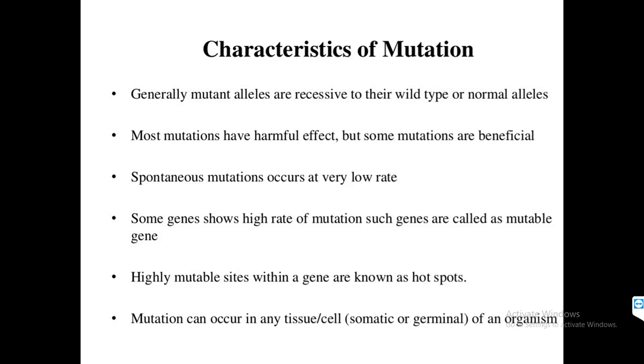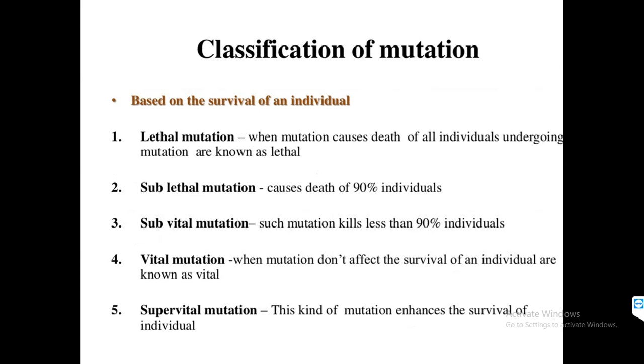Then mutation can occur in any tissue or cell, that is somatic or germinal of an organism. Somatic cells, the body cells, and germinal cells, those are being transferred from one generation to the other. So this was the characteristics of mutation. Now the classification of mutation, on the basis of the survival of an individual, like as I told you, they can be both harmful and not harmful, or they can be useful. So these are some classification on the basis of survival.